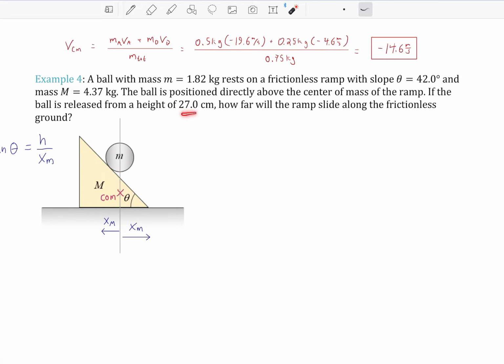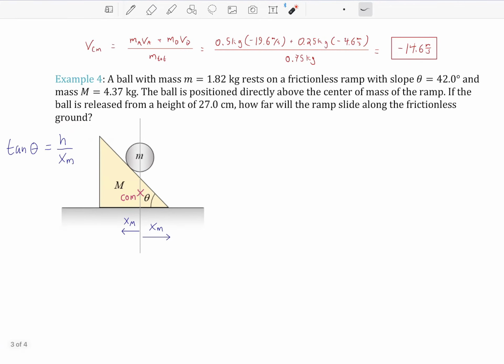And if the ball is released from a height of 27 centimeters, how far will the ramp slide along the frictionless ground? Because that's the whole idea. The ramp is movable, okay? So my point is that we could solve this problem by finding the acceleration of the ramp with a Newton's second law, F net equals ma approach, and we've done that.